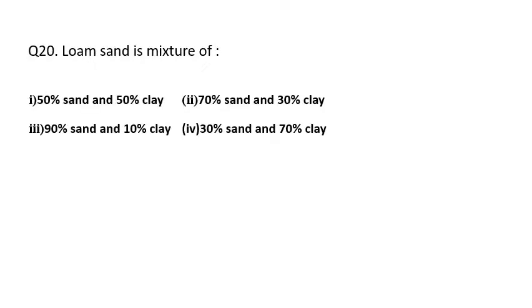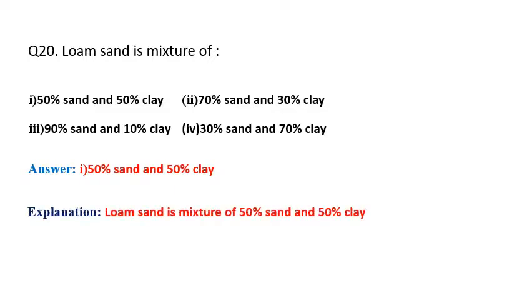Question number 20. Loam sand is a mixture of option 1 50% sand and 50% clay, option 2 70% sand and 30% clay, option 3 90% sand and 10% clay, option 4 30% sand and 70% clay. The correct answer is option 1, 50% sand and 50% clay. Loam sand is a mixture of 50% sand and 50% clay.